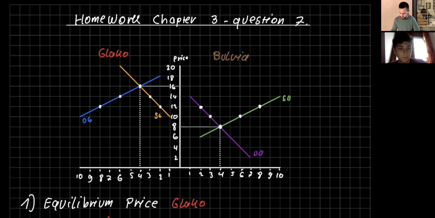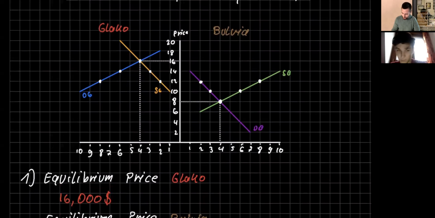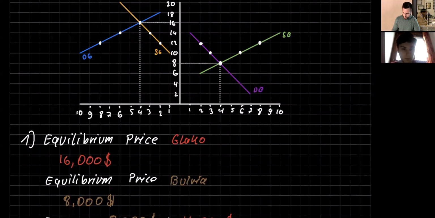So they first ask you for the equilibrium price of Glauco. Here, the equilibrium price from principles, we know that demand and supply intersect. Where they intersect, we have the equilibrium quantity and the equilibrium price here. You can see it's 16, and it's in thousands, it says, so it's 16,000. And for Bolivia, it's the same. You go where demand and supply meet. They're both at 4, and here the price would be 8, so 8,000.